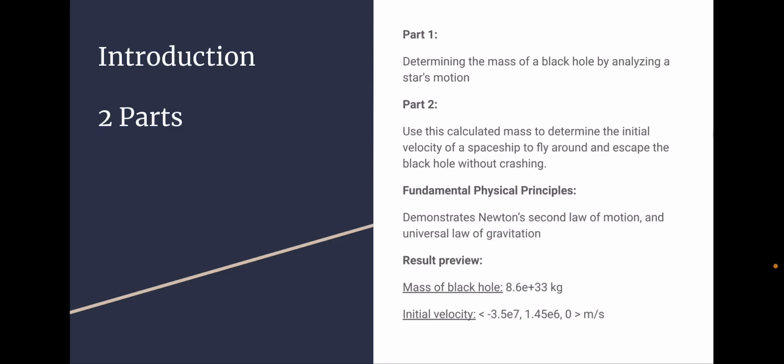And to give an overview of the results for this lab, we were able to determine that the mass of the black hole was 8.6e33 kilograms, and the initial velocity of the spaceship was this vector shown here.